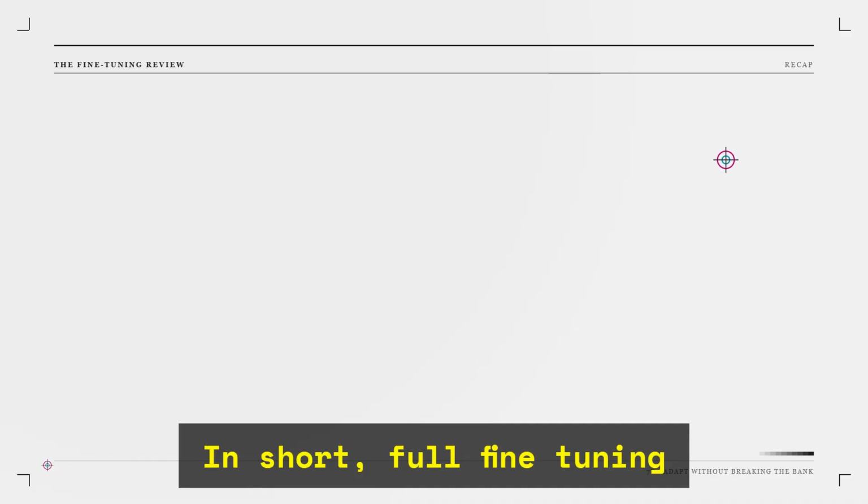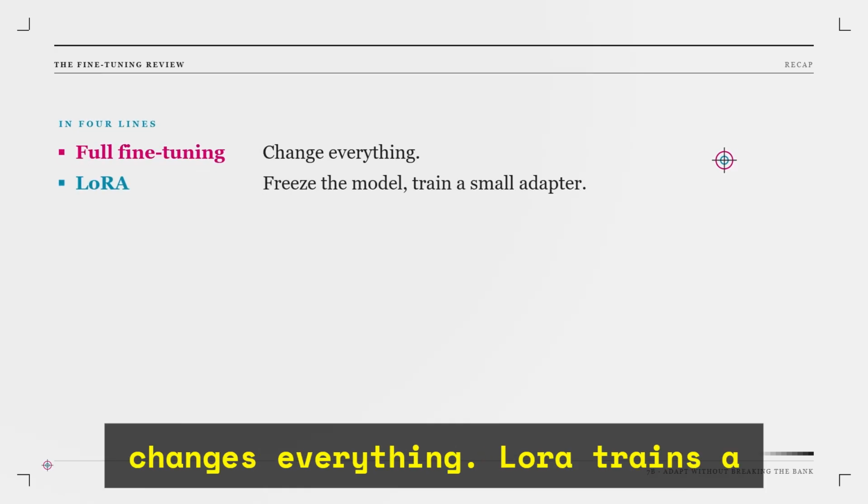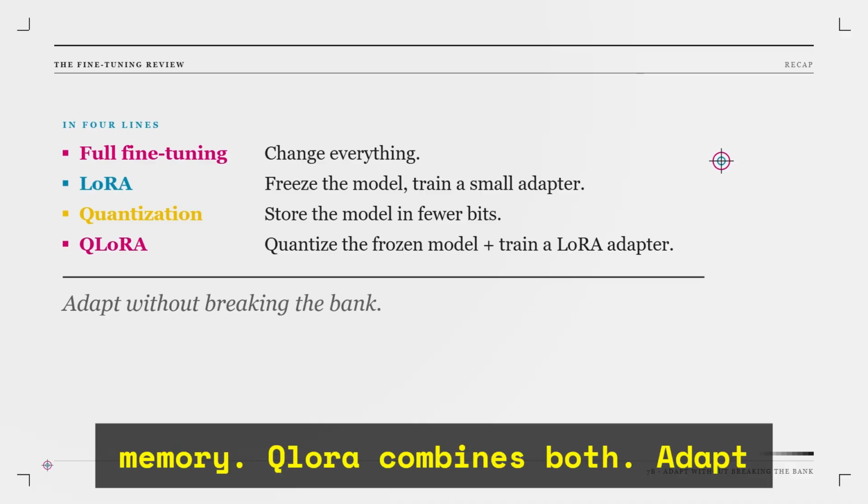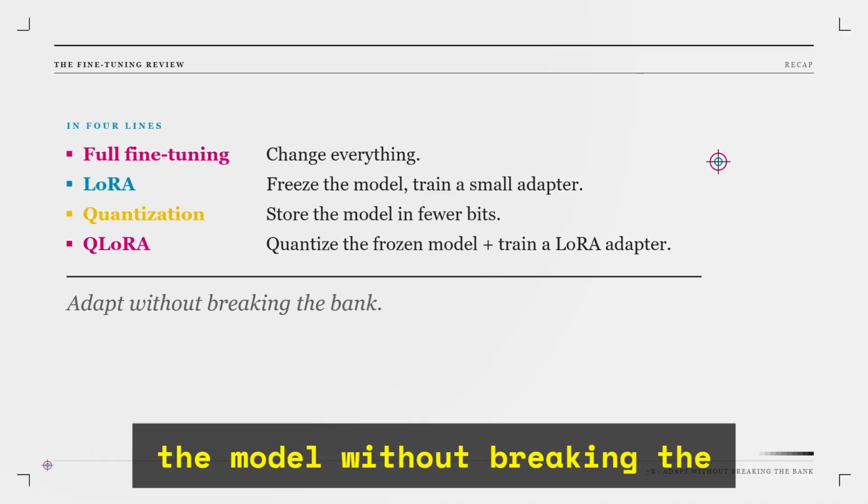In short, full fine-tuning changes everything. LoRA trains a small adapter. Quantization reduces memory. QLoRA combines both. Adapt the model without breaking the bank.